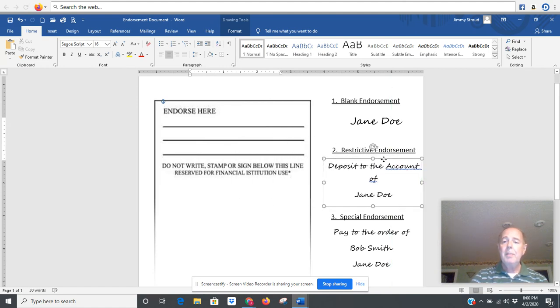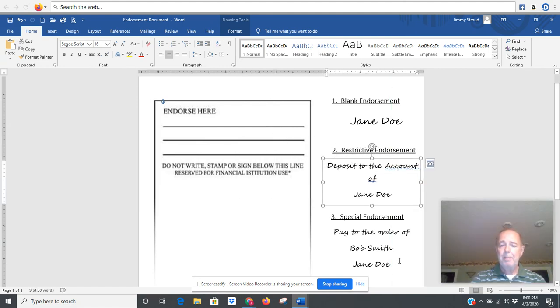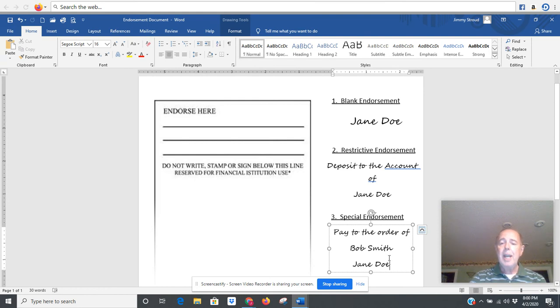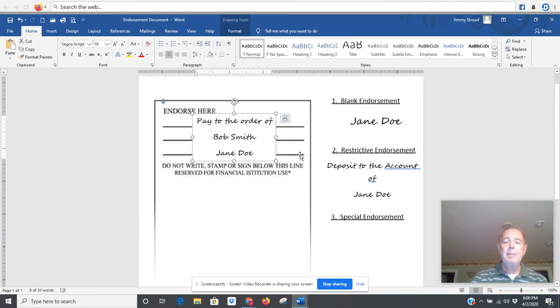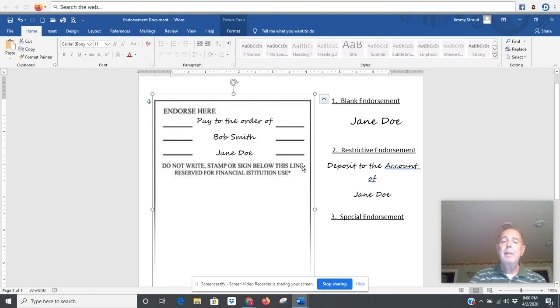Now, the next one is called the special endorsement. In this case, Jane Doe wishes to give her check to Bob Smith. So she would write on the back of the check, "pay to the order of Bob Smith," the person she's giving the check to, and then Jane would sign her name here. With that, Bob Smith can cash it, he can deposit it, he can do basically anything he wants with it, because Jane has transferred ownership over to Bob Smith.